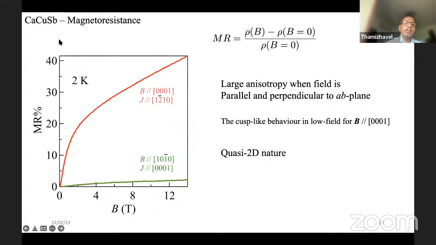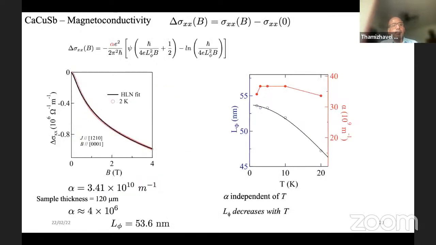And the interesting thing comes in the magnetoresistance. The magnetoresistance at high fields is quite linear, and then at low fields it shows a huge drop. And this magnetoresistance is also highly anisotropic when you pass the current along the basal plane and along the C-axis. And this huge cusp-like behavior is seen at low fields along the 001 direction, which shows weak anti-localization behavior. And this large anisotropy also signals a quasi-two-dimensional nature of transport in this compound. So we have calculated the magnetoconductivity using this expression, and we can see that the magnetoconductivity can be fitted to the usual HLN model.